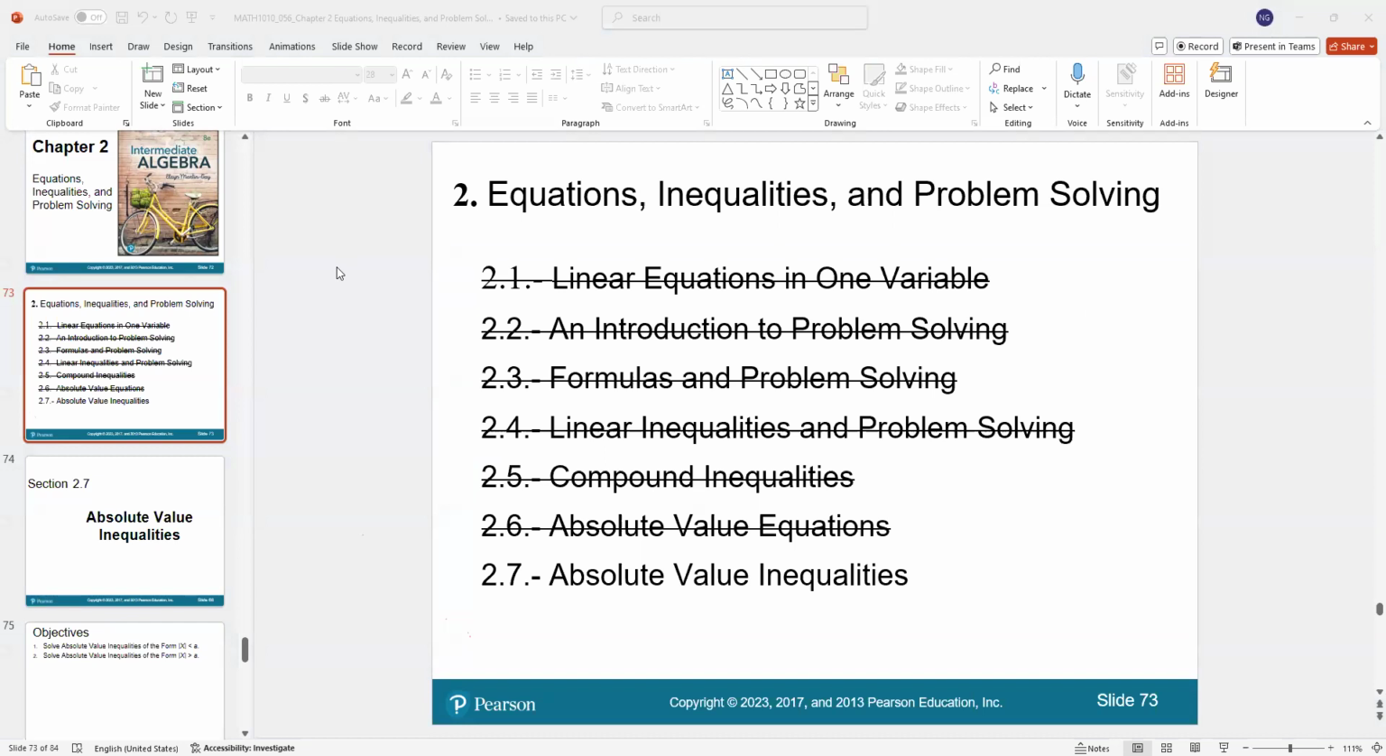In this video, we're going to complete chapter 2, equations, inequalities, and problem solving. In this one, we're going to take a look at section 2.7, absolute value inequalities.